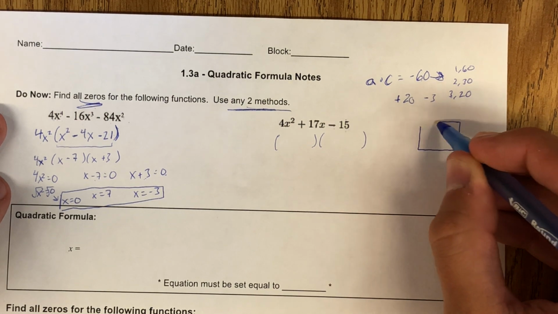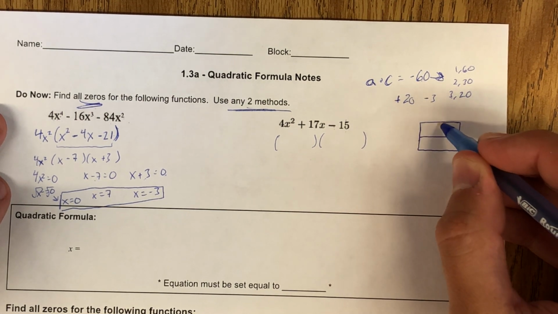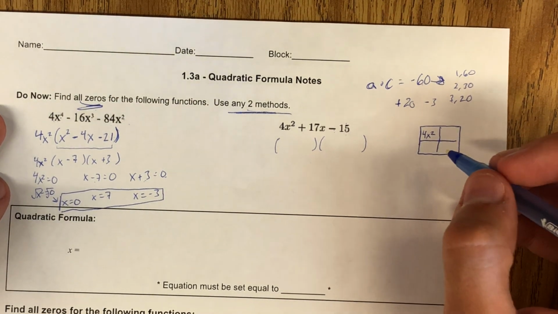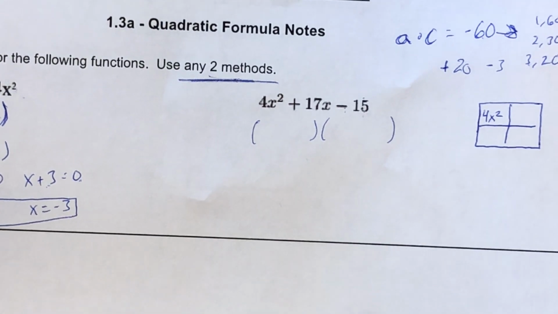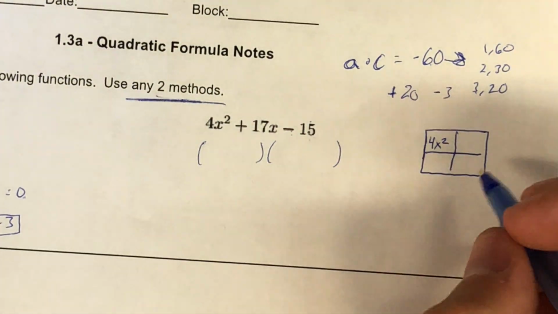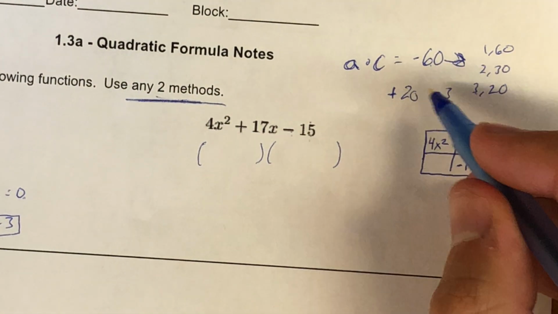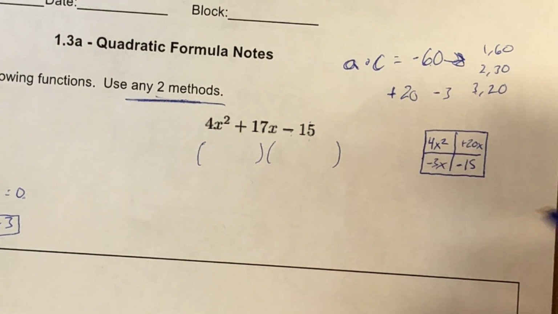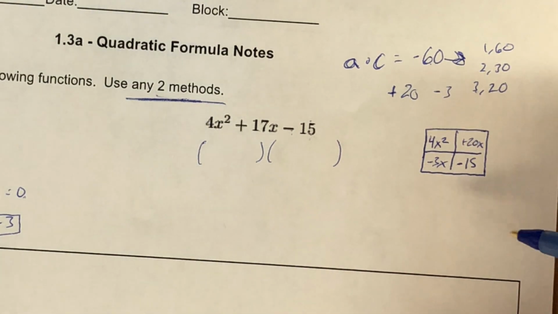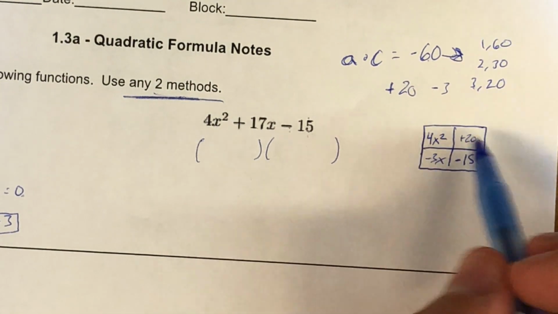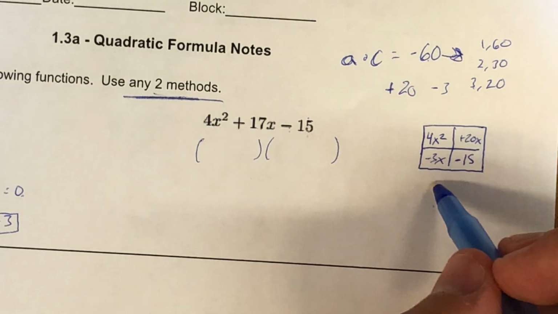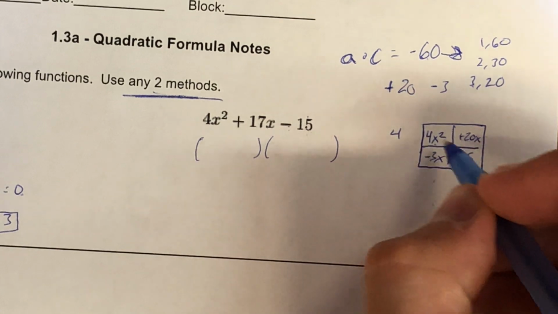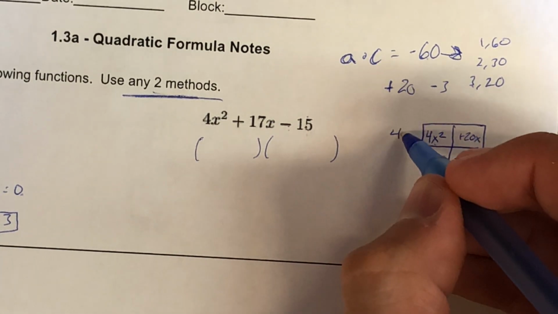So what we do to solve these then is you set up a box. We have 4x squared. Let me get a little closer. We have 4x squared. We have that negative 15, and then we have those two factors. We have a positive 20x and a negative 3x. And then you factor out on both sides, or you look for the GCF of every column and every row, column, row. So 4x squared and 20x would be 4 for 4 and 20, and then just an x.